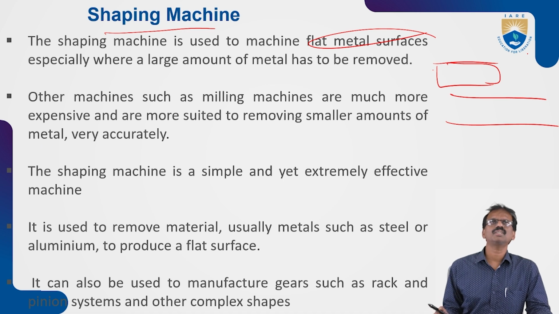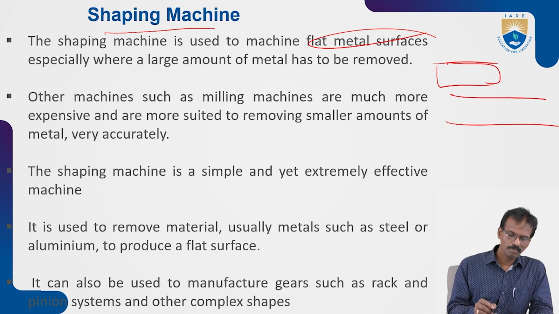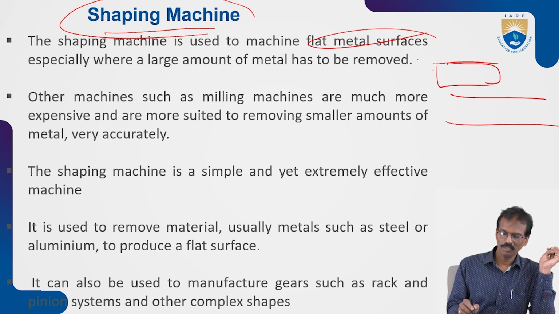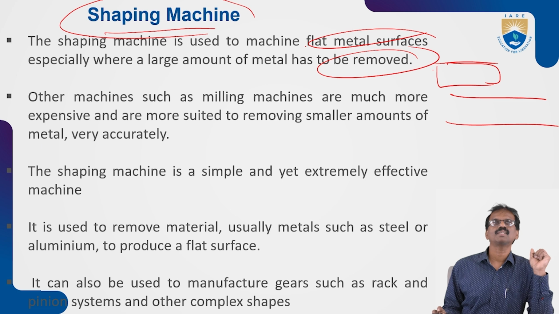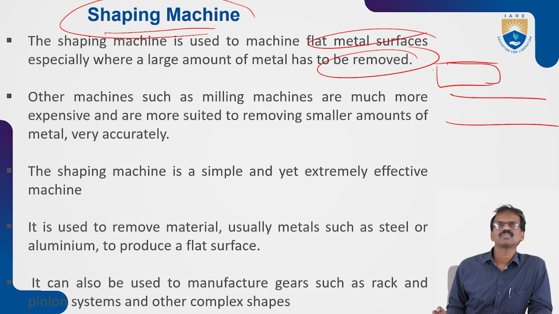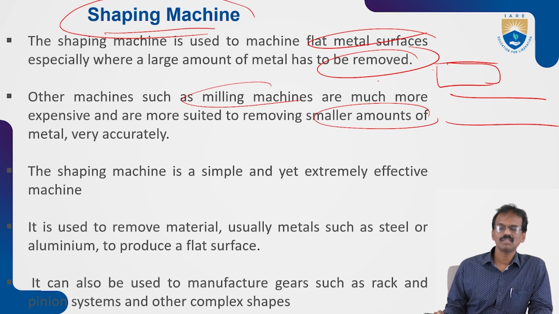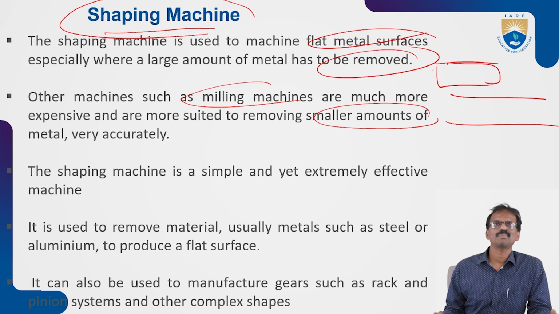Okay, so especially here the main advantage of the shaping machine is that the depth of cut is very high, and the material removal rate is very high in each stroke. Okay. So a large amount of metal can be removed here. Other machines like milling machines are much more expensive and more suitable to remove a small amount of material. So the material removal rate in a milling machine is very low compared to a shaping machine. A milling machine is very expensive, and a shaping machine is very cheap.